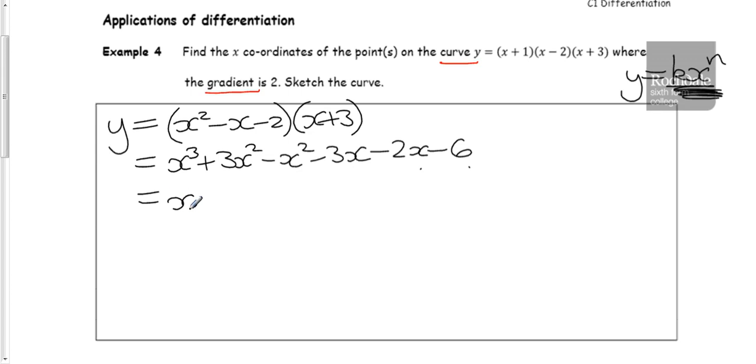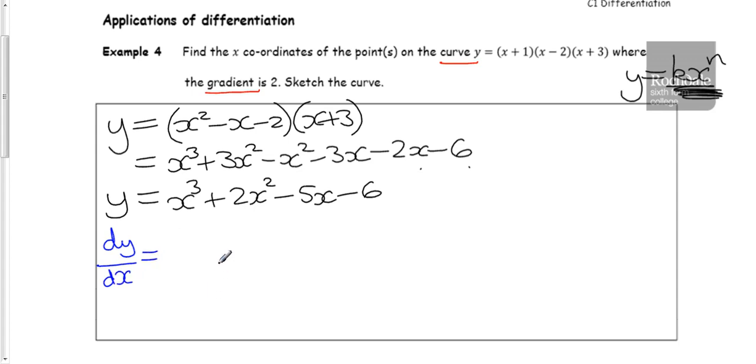So we've got 1x cubed. But when I collect the x squareds together, I've got 2x squared. Collect the x's, I have minus 5x. And there's only one constant term. So that still equals y. I'm now ready to differentiate. So differentiate the left-hand side, and I get dy by dx. Differentiate the right-hand side, I get 3x squared plus 4x, take away 5. Remember, differentiating a constant term gives you 0.